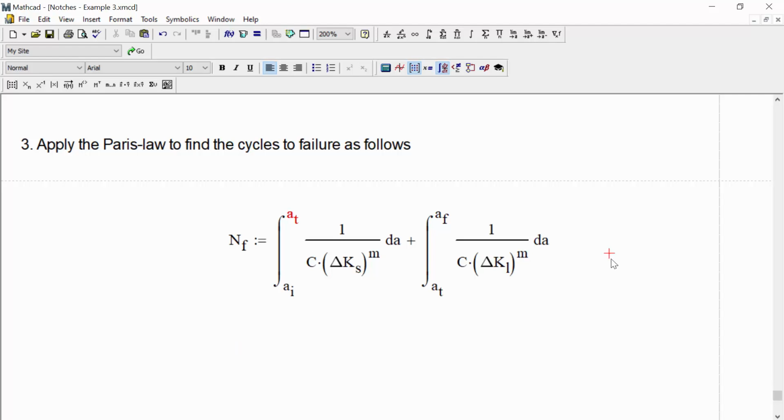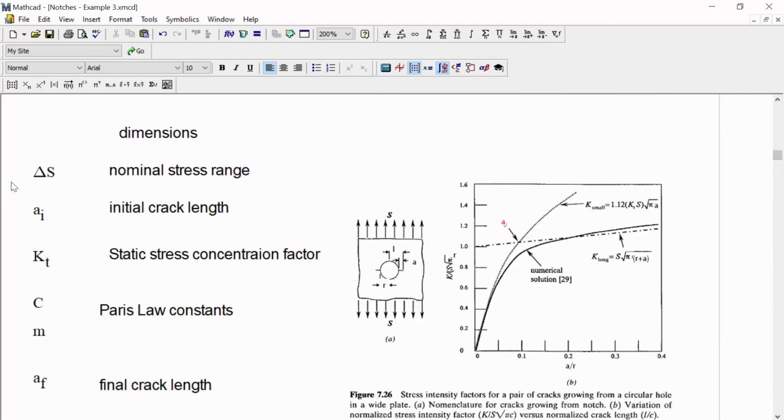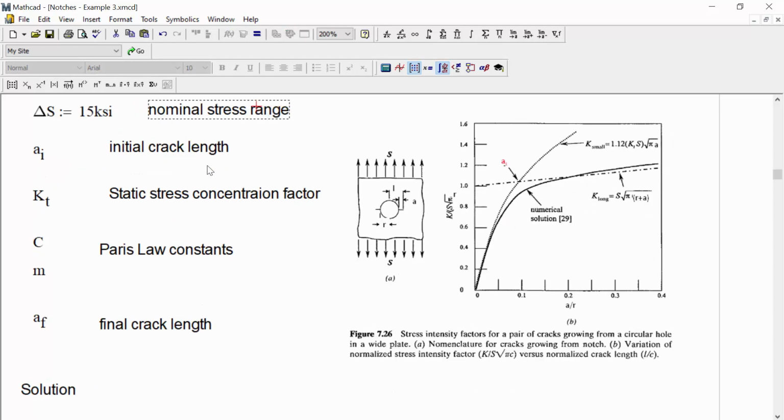So I think we've got a pretty good summary of this problem. We solved this problem symbolically, but it would be as easy as modifying what we have here and putting numerical values into this. Say this was a 15 ksi. Simply plugging in those values, we can find an exact solution to this type of problem.